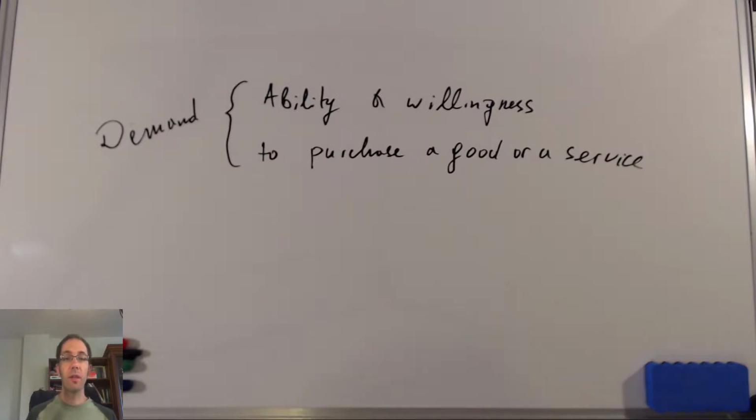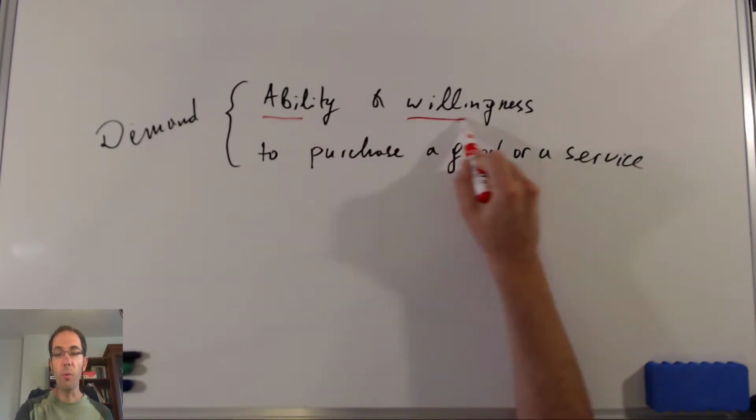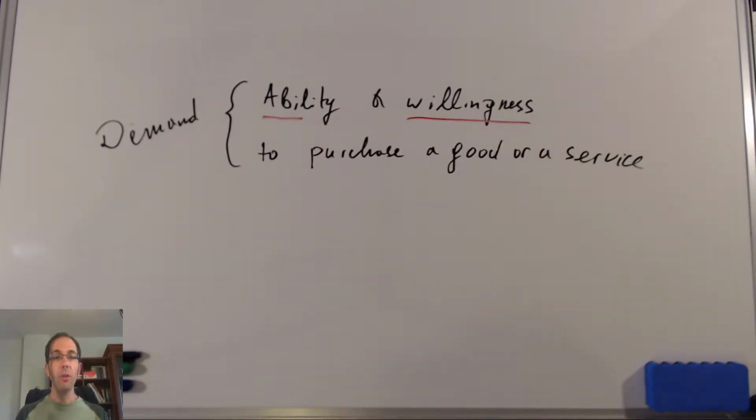There's a couple of important things to take notice of. First of all, we need to be able and willing to purchase a good. If you're just willing to buy something but you're not able to buy it, then you will not be part of the effective demand for that good. Similarly, if you're able to buy something but you're not willing to spend the money on it because you don't need it, then once again you will not be part of the effective demand for that good. So in order to be part of the demand, you need to be willing and able. That's very important. So now that we know what demand is, we can look at the law of demand and then derive the demand curve.